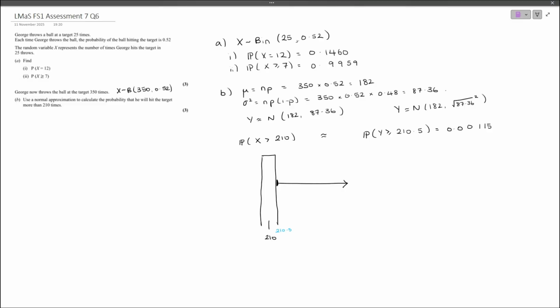So where do all of the marks come from? Well, there's a method mark for writing down the distribution of X in part A, and an accuracy mark for each probability. This method mark can be implied by the probability 0.1460. For part B, there is an independent accuracy mark for the approximate distribution. There's a method mark for performing the correct continuity correction, and an accuracy mark for giving the correct probability.